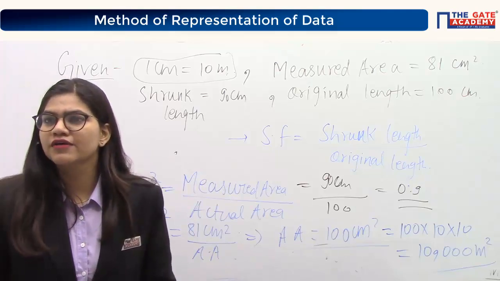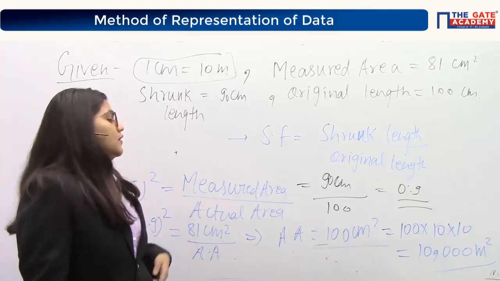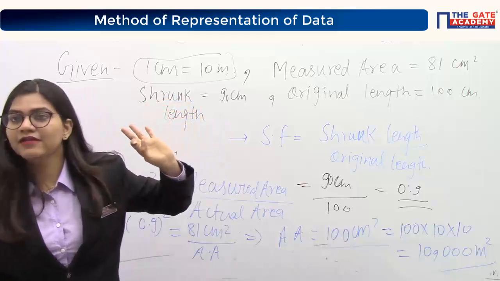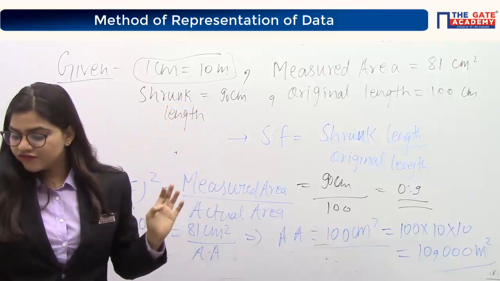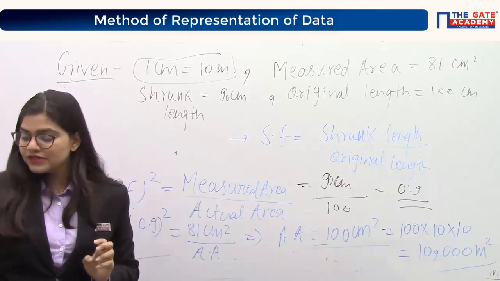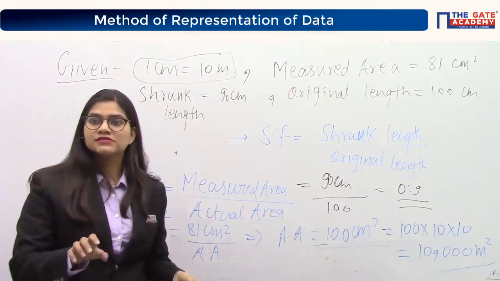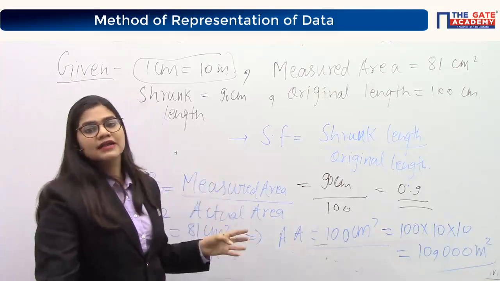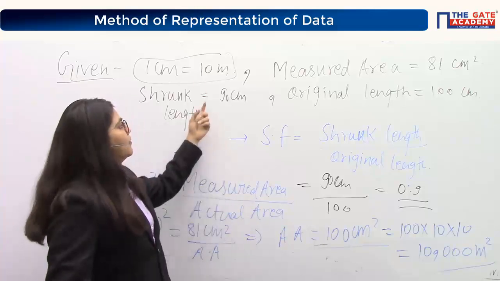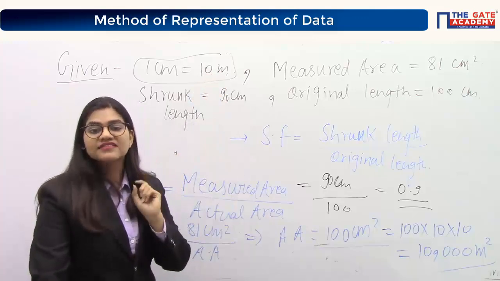0.1 meter square hoga ma'am. No, it will not be 0.1 meter square. You just tell me, 1 centimeter is given to you as 10 meter. In this question, in the first line, it is written the plan of a survey plotted to a scale of 10 meter to 1 centimeter. It means 1 centimeter of map is representing 10 meter of ground. You should be wise enough to read the question.